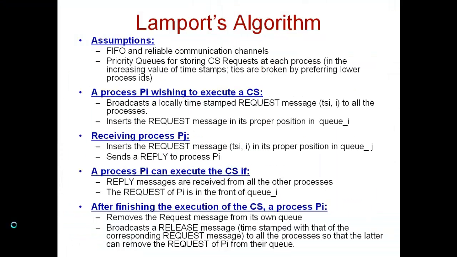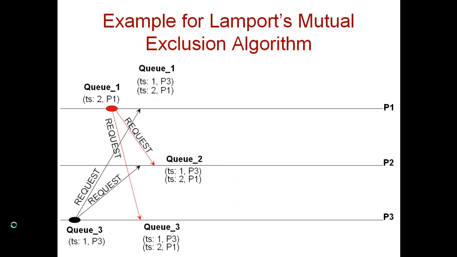Okay, so now we'll look at Lamport's algorithm for distributed mutual exclusion. We'll go through an example to understand the working of the algorithm. Here we have three processes, and P1 and P3 want to access a critical section. P3 generates the request first, and remember the assumption of the algorithms here.